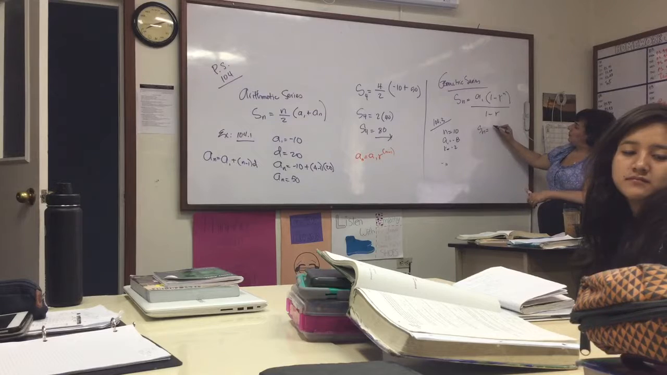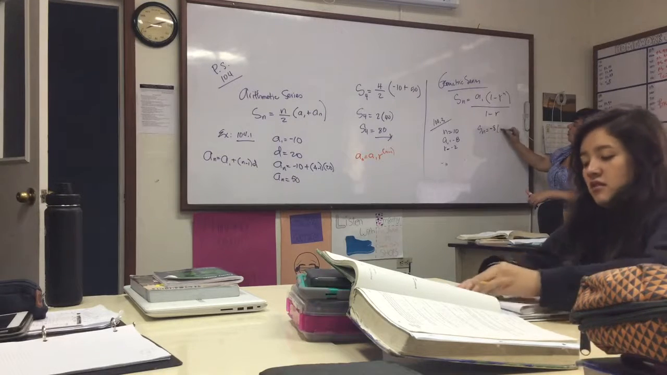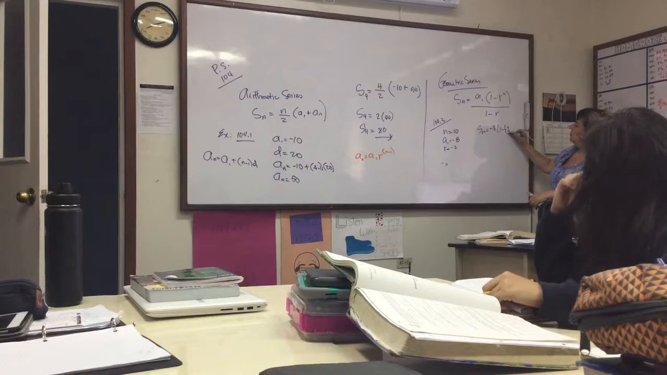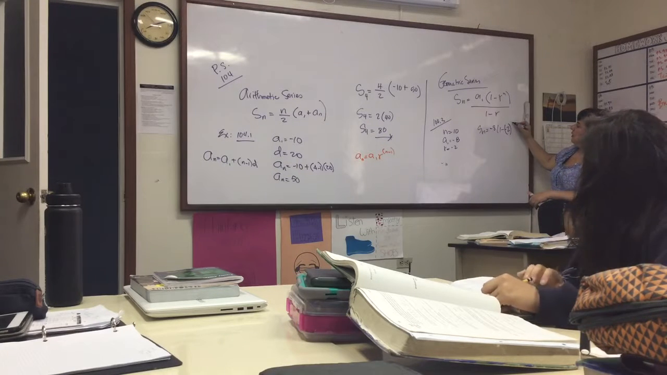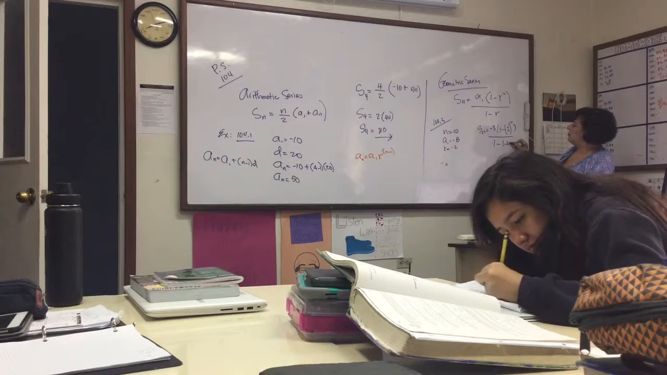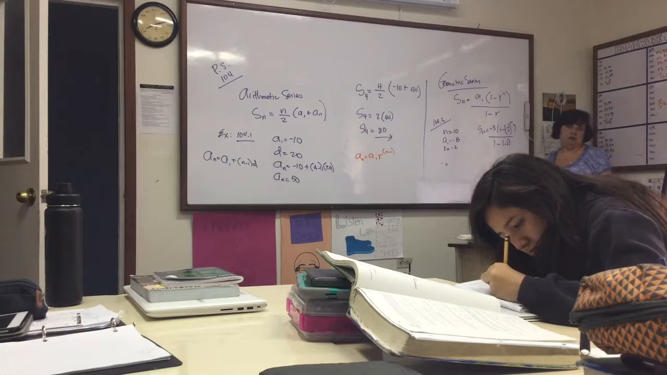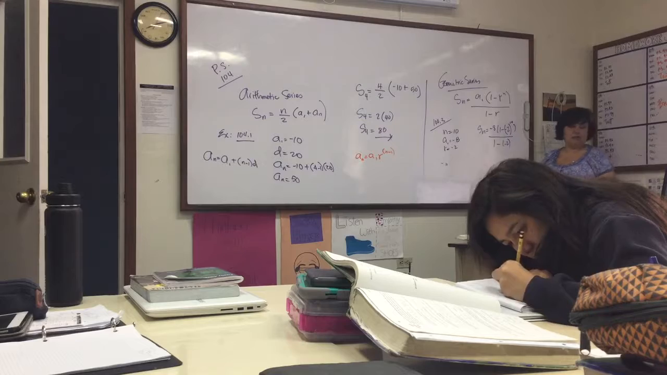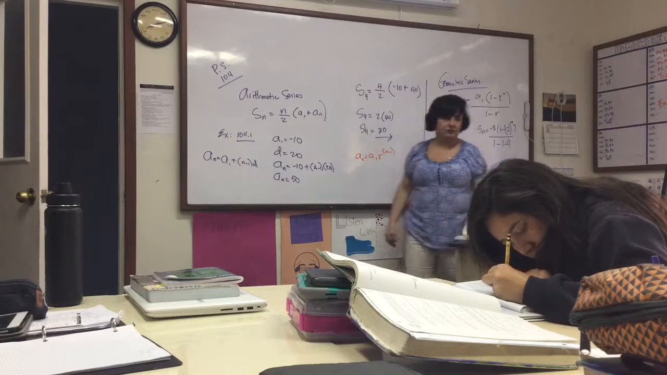Look, we've got minus 8 times 1 minus minus 2 raised to the 10, divided by 1 minus minus 2. Even easier than the other one. See? So it's just mere simple substitution.